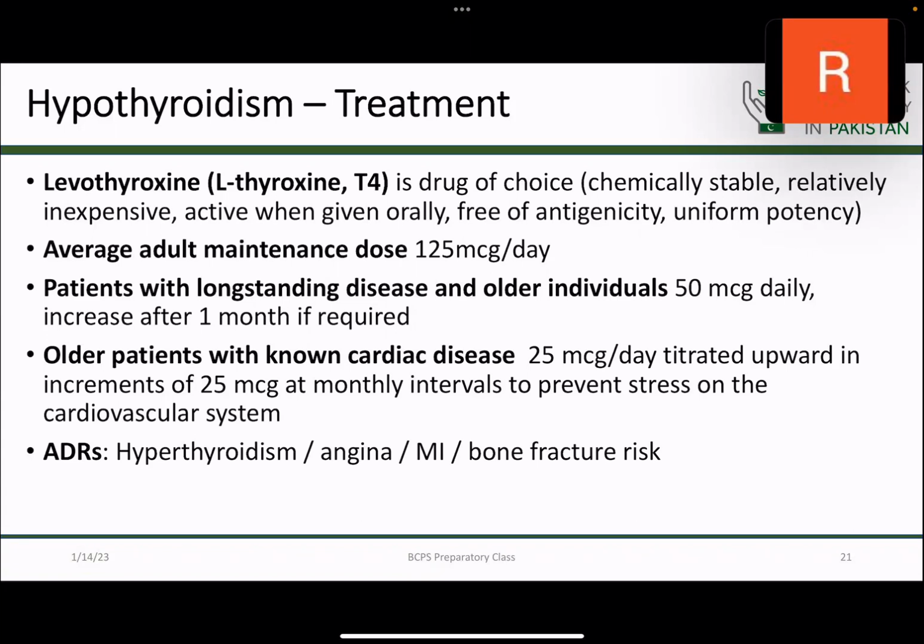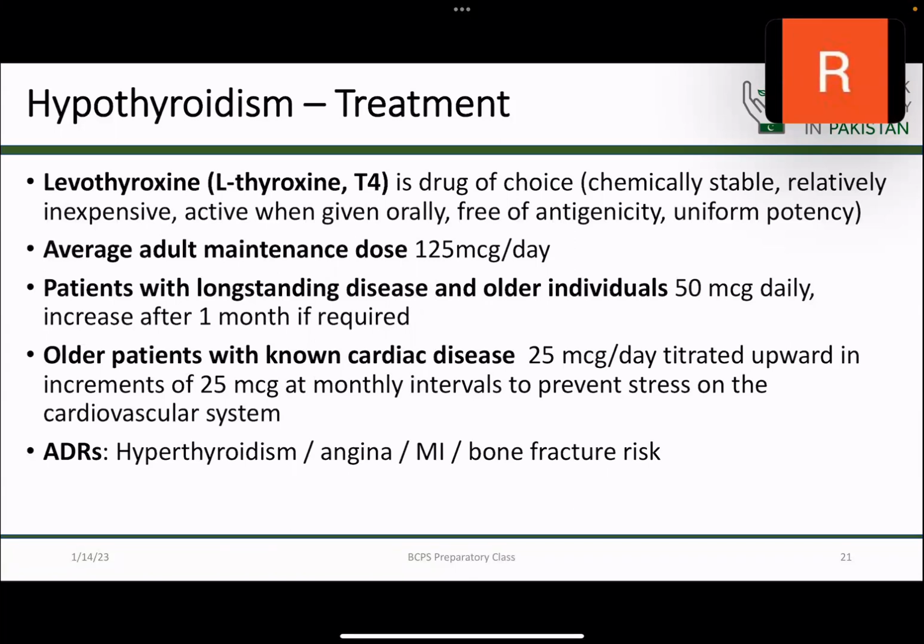Similarly, for older patients who have known cardiac disease as well, the starting dose is 25 microgram per day, and you can titrate upward in increments of 25 microgram at monthly intervals. Again, wait for 1 month, and after that you can titrate again in increments of 25 microgram. And this is because they already have a cardiac disease.